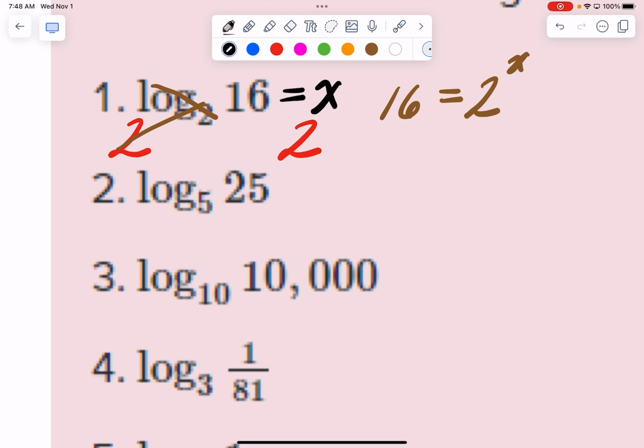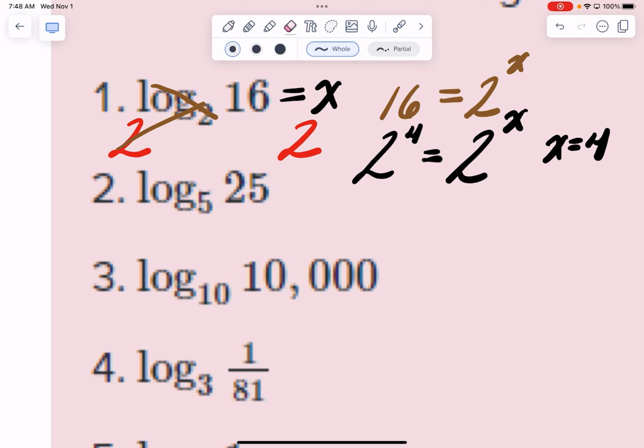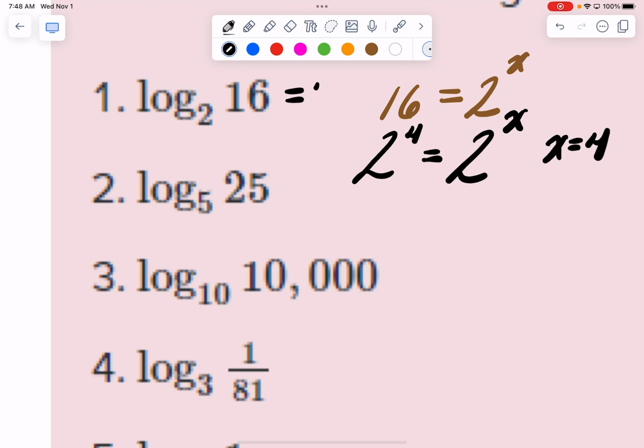And we learned last time the one-to-one equality property says if you write each side as the same base, you can just solve with the exponents. So remember 16 is 2 to the 4th power. And we have equals 2 to the x. So what's our solution? x equals 4. So now if I go back to the original problem, that logarithm calculates to be the number 4.